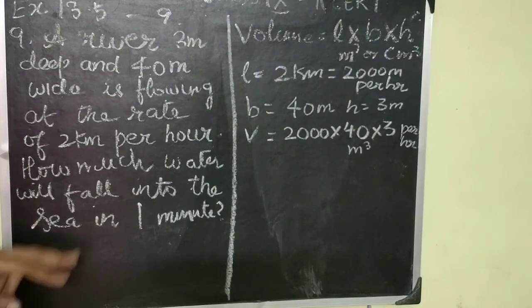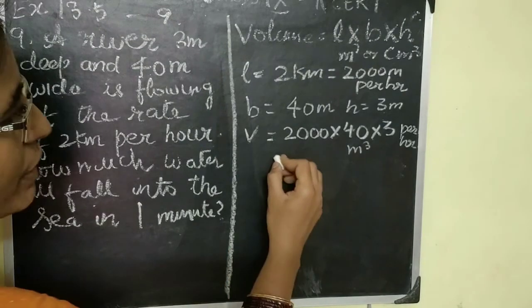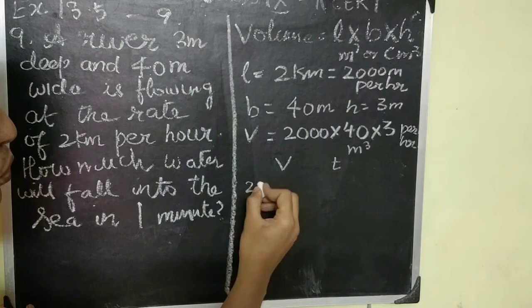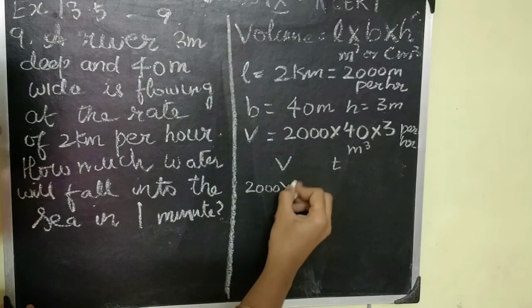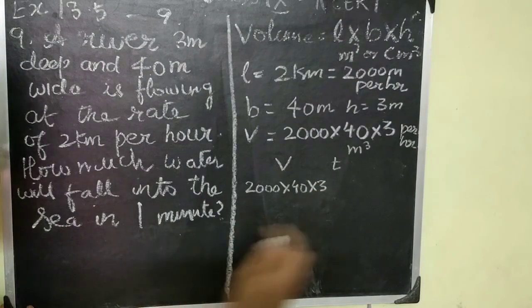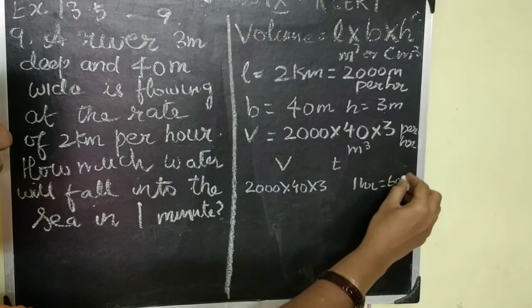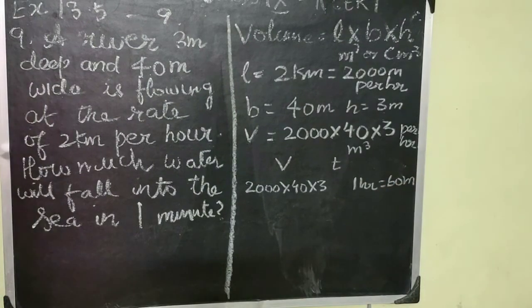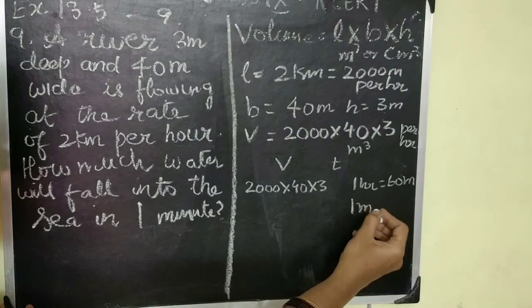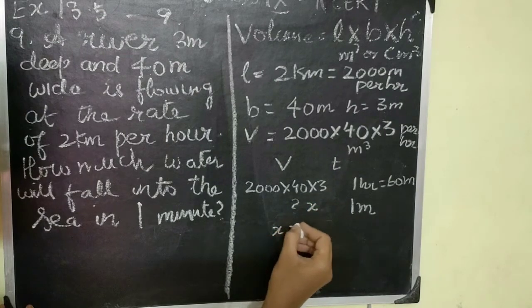Now they are asking how much water will fall into the sea in 1 minute. So here we will write in direct proportion, V and the time. So it is 2000 into 40 into 3. Since they have asked in minutes and here it is 1 hour, I will convert it also into minutes. So it becomes 60 minutes. So this is the volume in 60 minutes. So what will be the volume in 1 minute is the question. So let this be X. So X will be equal to how much?